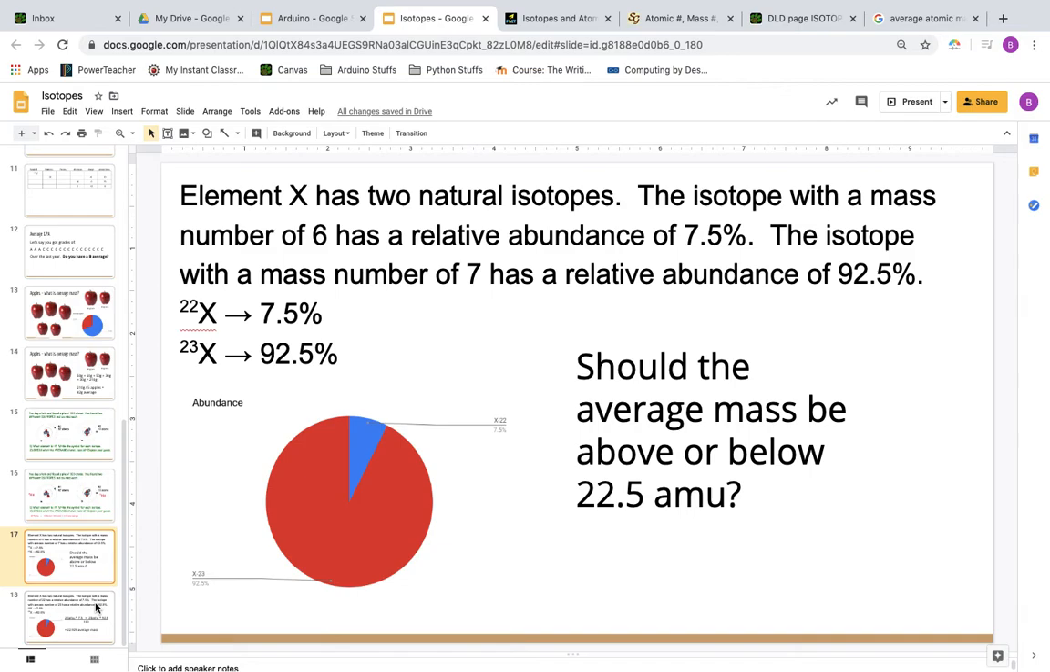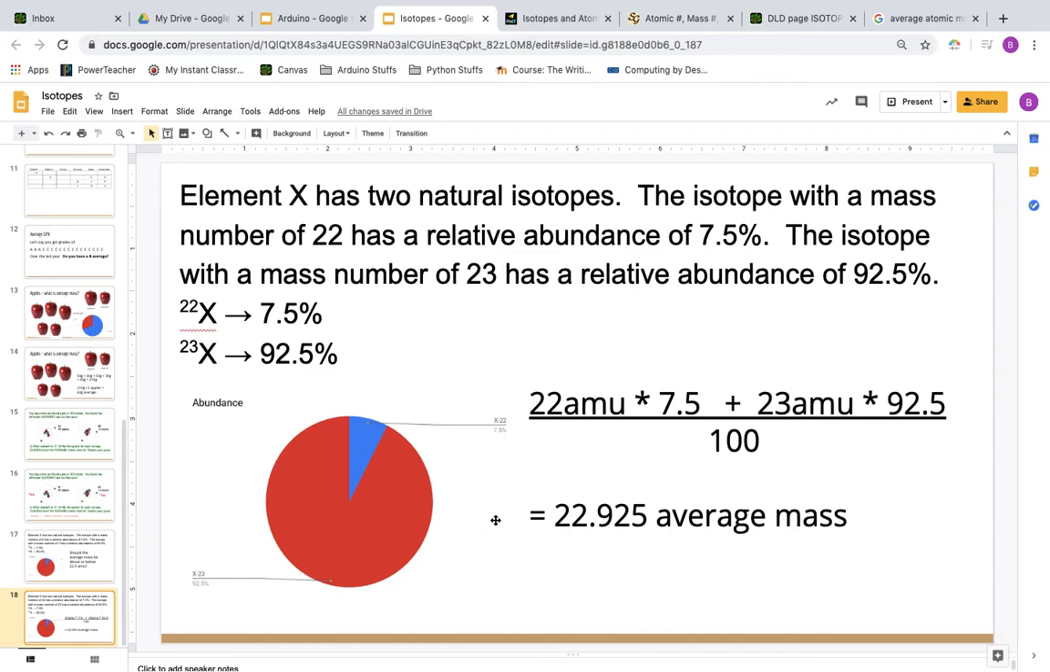To get the actual mass, I would have to add up all of the ones that have 22 and all of the ones that have 23. That's a little bit harder because I don't know how many. So what we're going to do is add 22 7.5 times and 23 92.5 times. We assume that we have 100 atoms. If we had 100 atoms, 7.5 of them would have a mass of 22 atomic mass units, and 92.5 of them would have a mass of 23. Divided by 100, that's 22.95, which is indeed above 22.5.